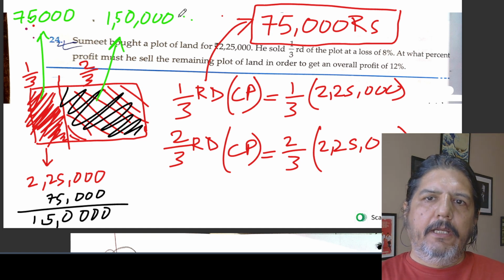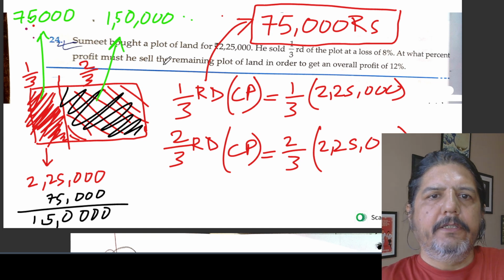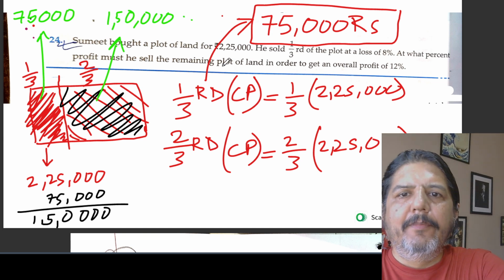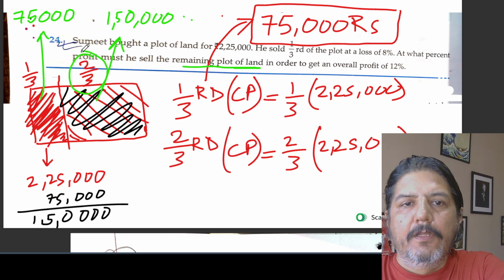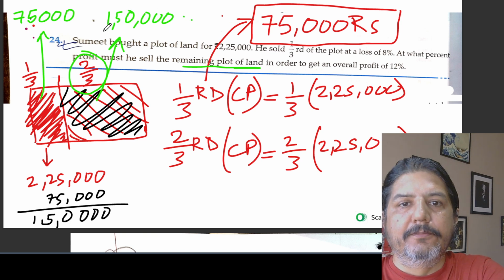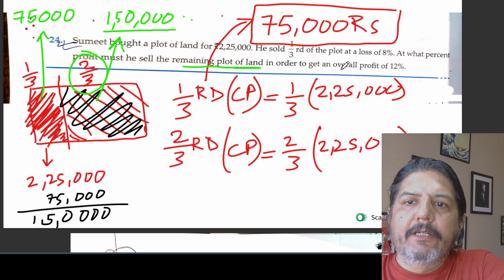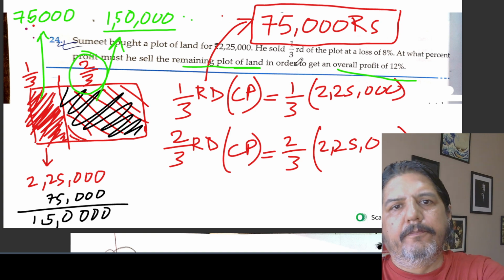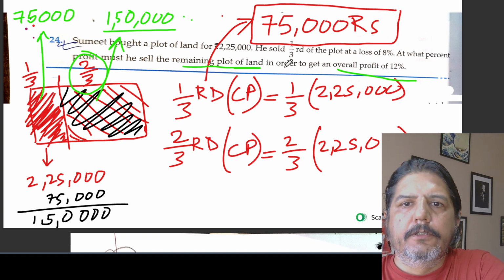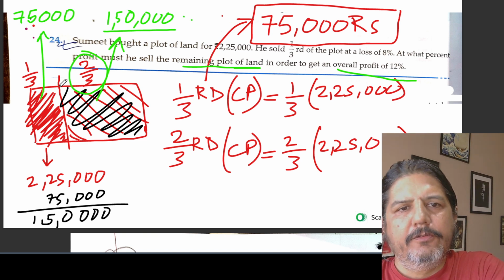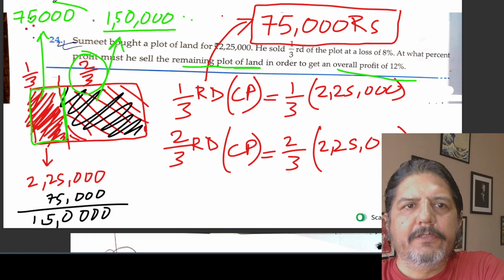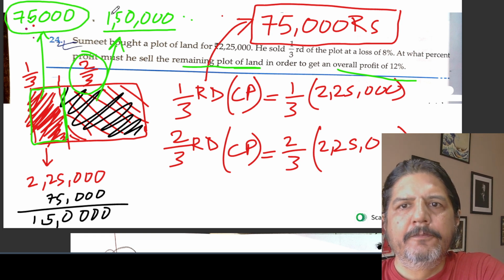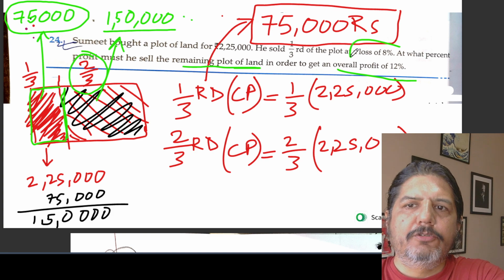Okay. At what percent profit must he sell the remaining plot? This remaining plot of land is this two-thirds of the land, whose cost price is 1,50,000, in order to get an overall profit of 12%. Okay. So let's focus on this one third of the land. What has happened on the one third of the land? This land was bought at 75,000 rupees. It was sold at a loss of 8%.